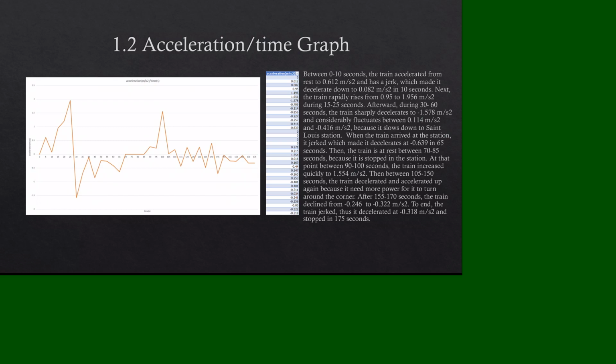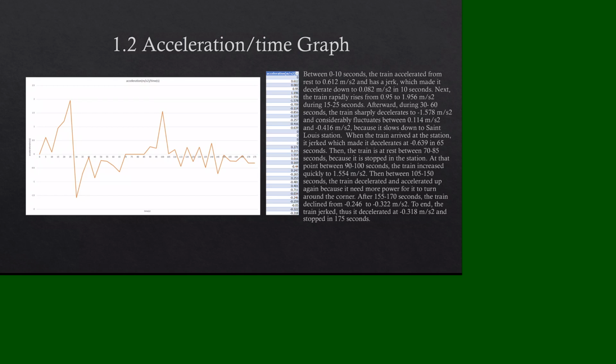At that point, between 90 to 100 seconds, the train increased quickly to 1.6 meters per second squared. Then between 105 to 150 seconds, the train decelerated and accelerated up again because it needs more power to turn around the corner.